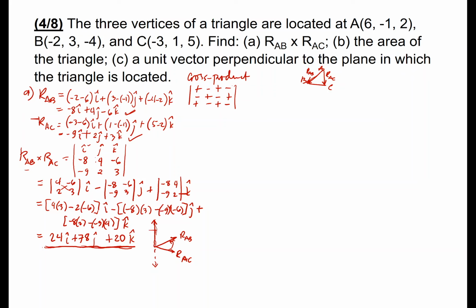So be careful, don't interchange RAB and RAC, unlike for the dot product, where you can interchange. So that's the physical meaning. So we have solved problem A. Problem B is very simple.